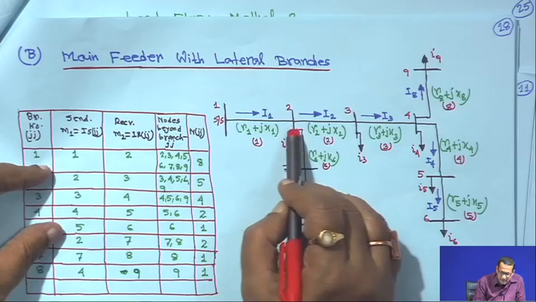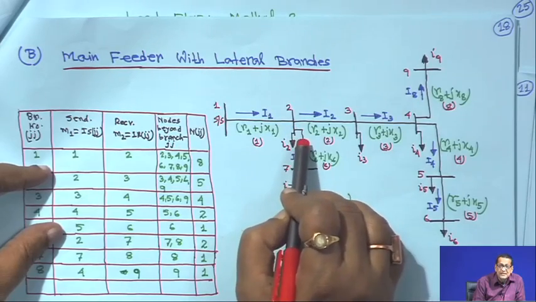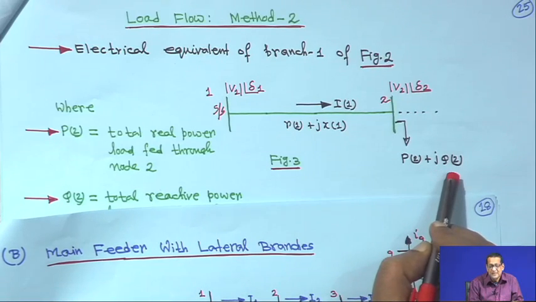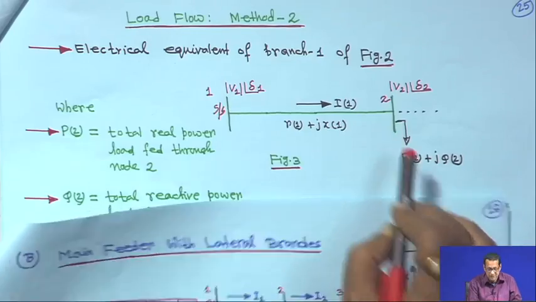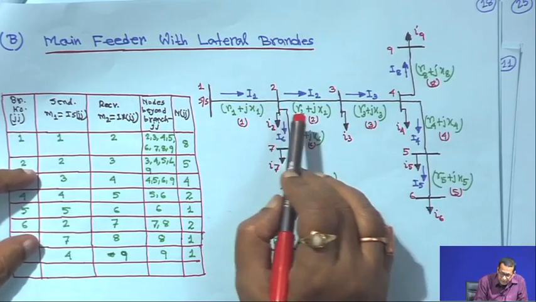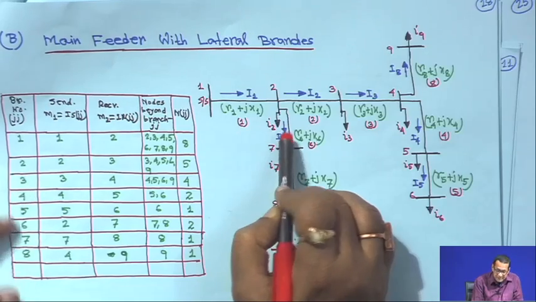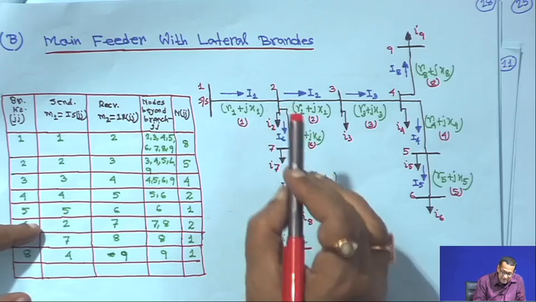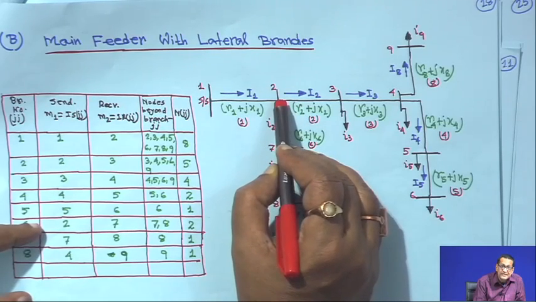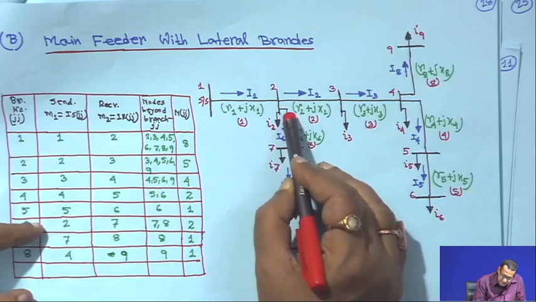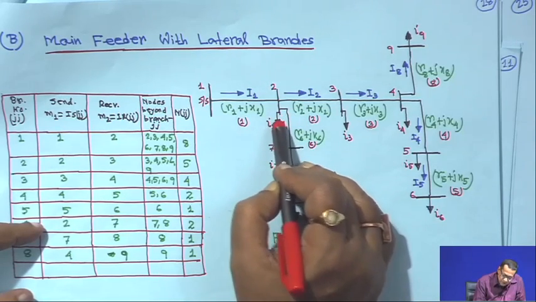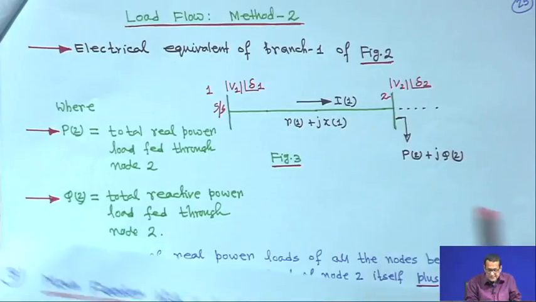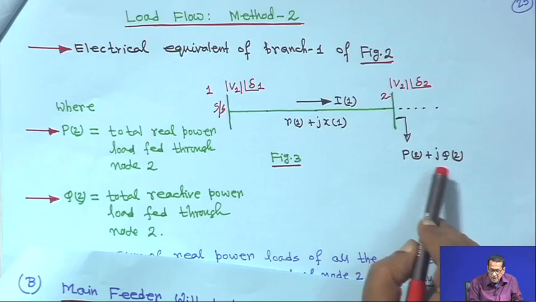So, ultimately whatever comes here at the receiving end, that is actually equivalent load. That is why you are dividing P2 plus JQ2, that is total load fed through this node. This is your node 2, that means the total load fed through node 2 is the load at the exit of node 2, then this branch 6 and whatever power is going to the load. That is actually total load fed through this node 2. That is why this is the total load fed through node 2, P2 plus JQ2.